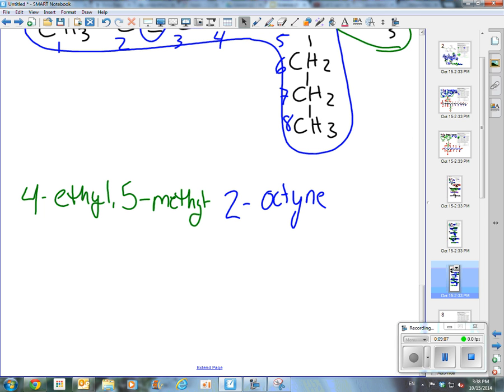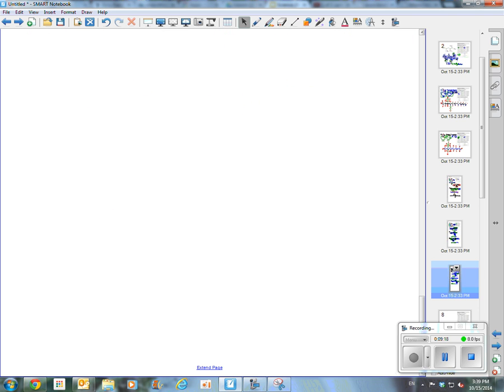Okay, so here we go. What we're going to do now is look at going from name to structure. Again on page 129, but now we're going to be talking about question number 29. And we're going to do B as an example, where we have 2-pentyne.